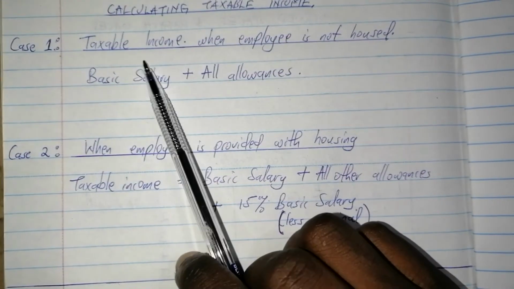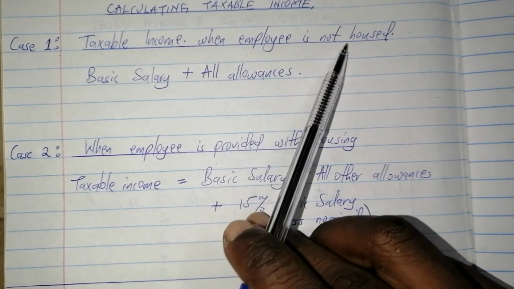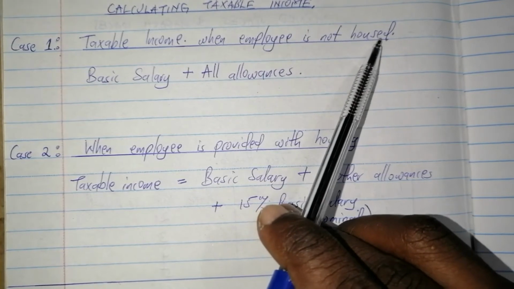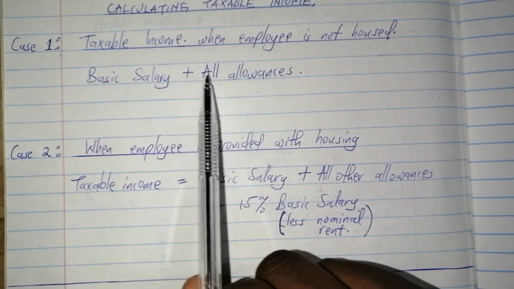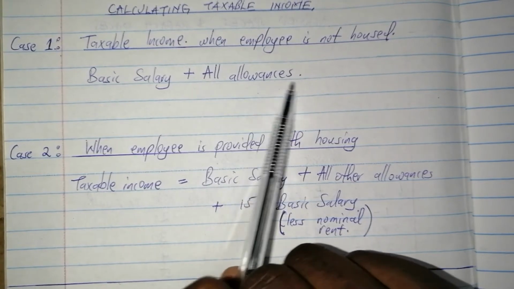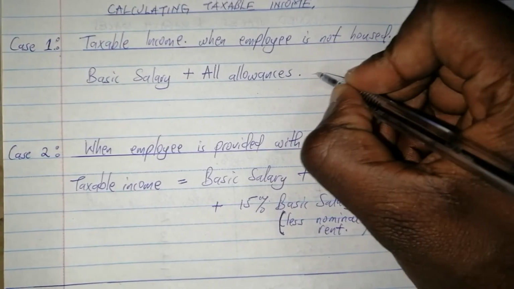In case 1, we want to find out what a taxable income is. Suppose an employee is not given a house by the employer. We'll simply need to add the basic salary to all the allowances. This will give us the taxable income.